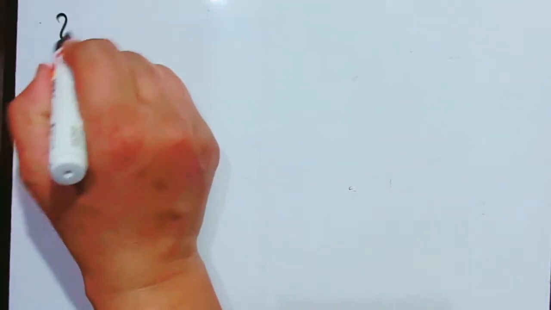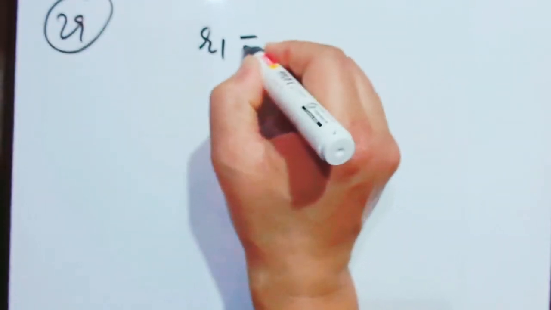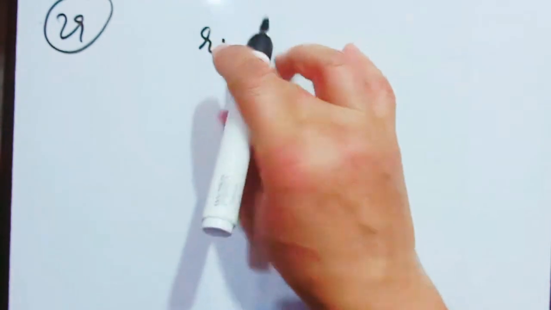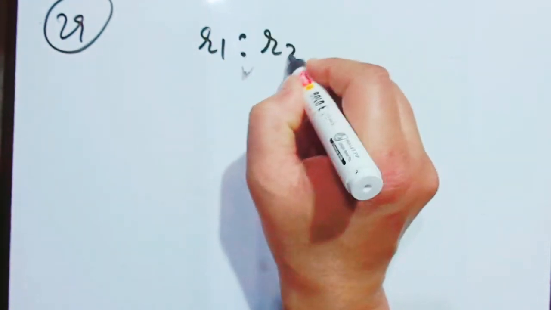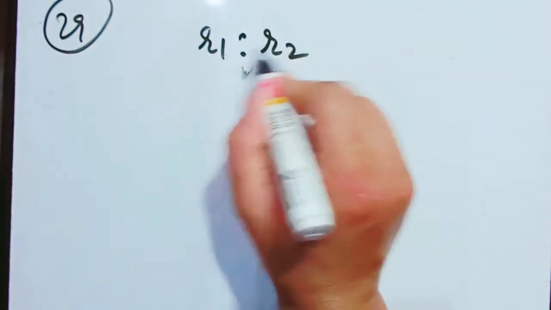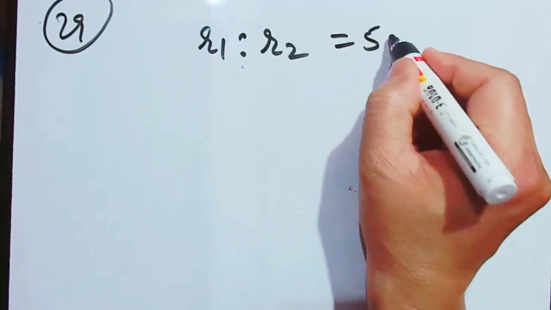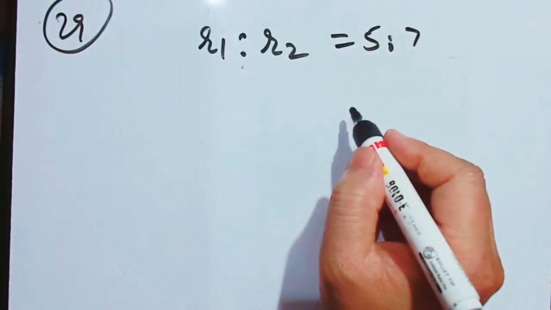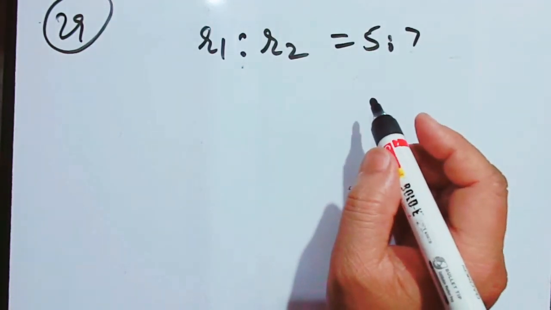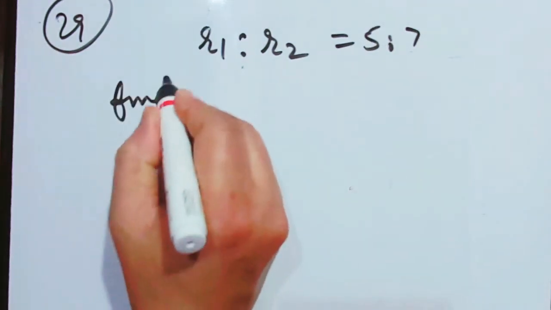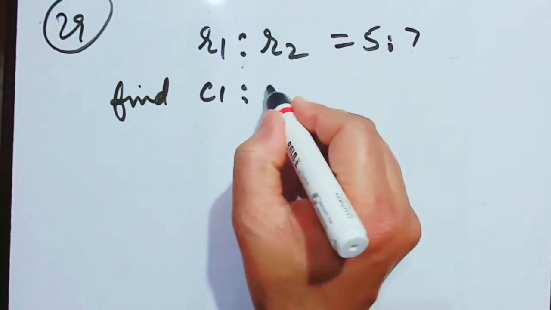Now, moving on to the next one, we have number 29. It says the ratio between the radii of two circles, r1 is to r2, is given as 5 is to 7. Find the ratio between their circumferences, that is, find C1 is to C2.